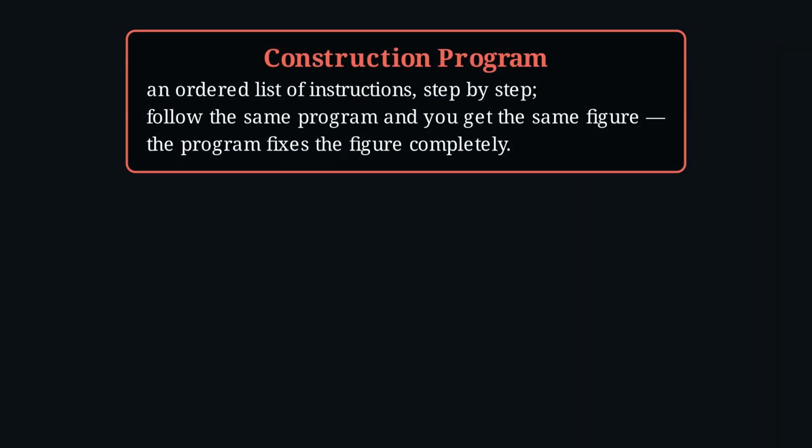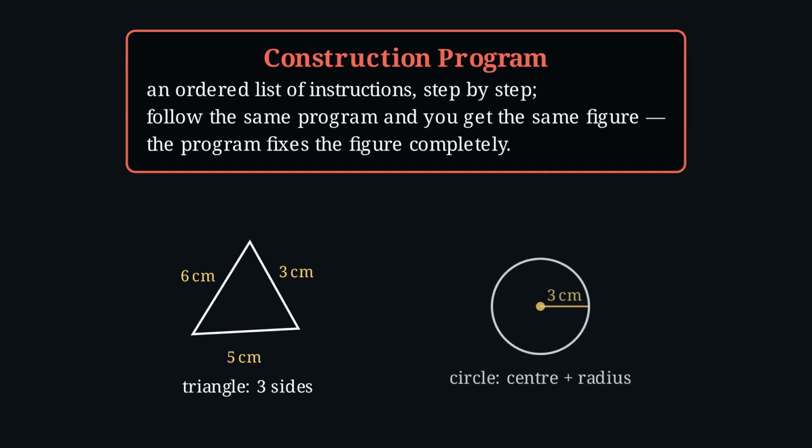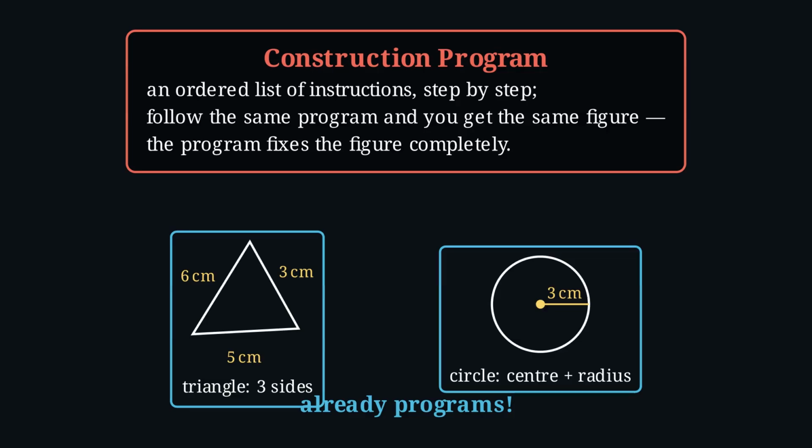Here's the tool. A construction program is an ordered list of instructions, step by step, for drawing a figure. Follow the same program carefully and you get the same figure, same size, same shape, maybe somewhere else on your page. The program fixes the figure completely, just as the right properties do. Remember, 3 side lengths fix the triangle, center and radius fix the circle. And look, those step lists were already construction programs. You've been running them all along.